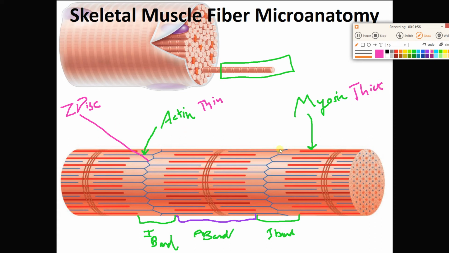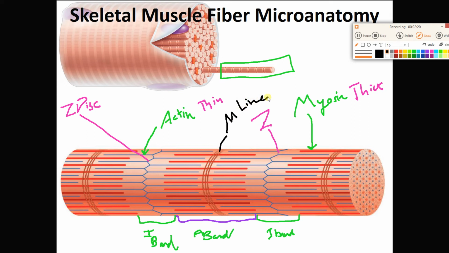So a Z disc, and I have another Z disc right here, are these diagonal blue lines here, zigzag blue lines, which are going to anchor the actin proteins. Now, there is also an anchor for the myosin. We see it here. That is known as the M line.